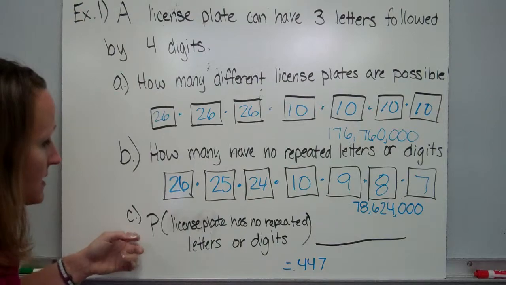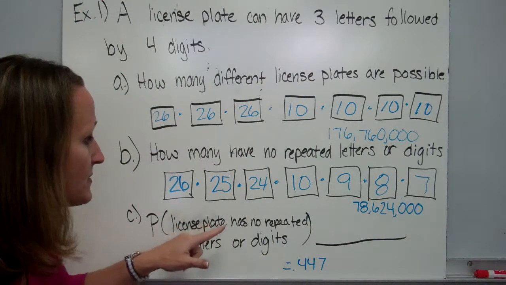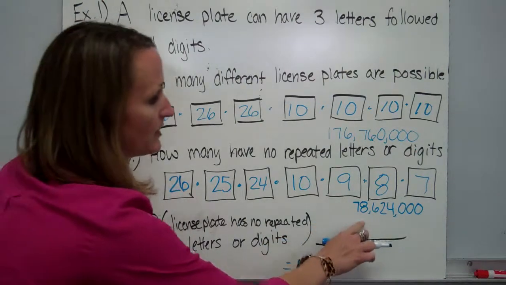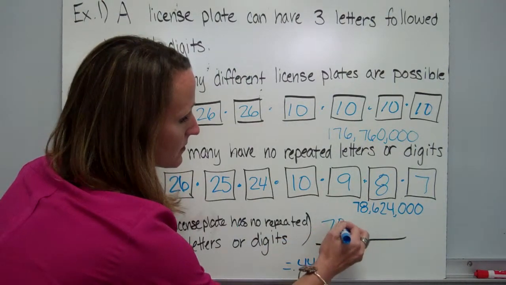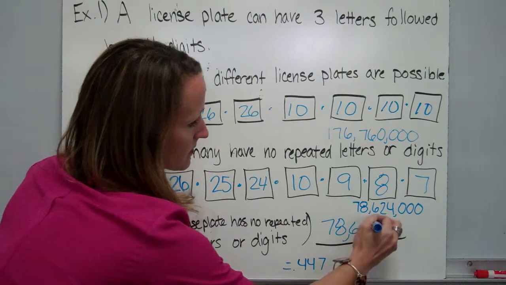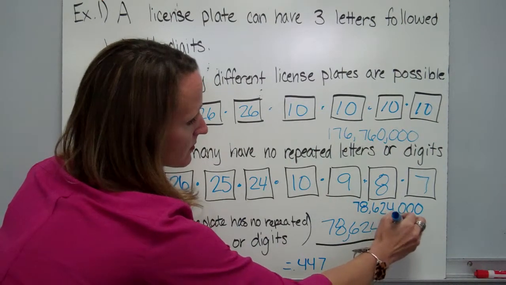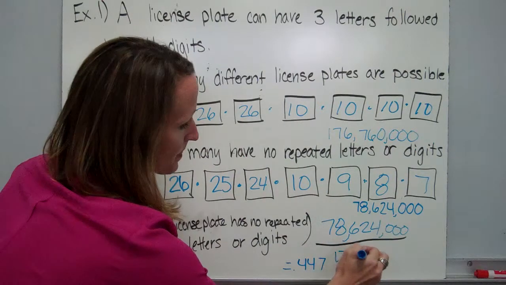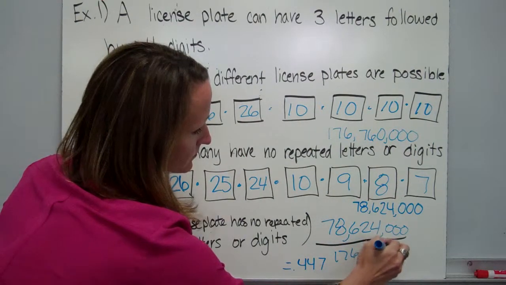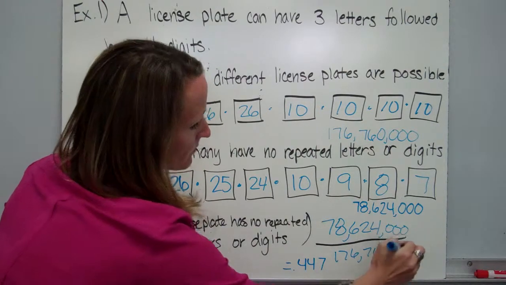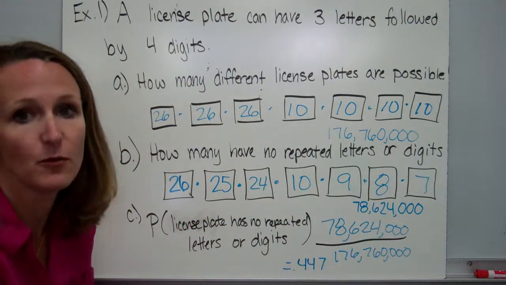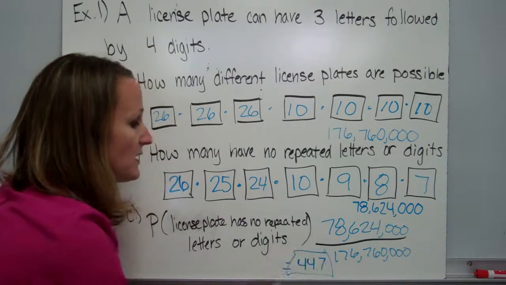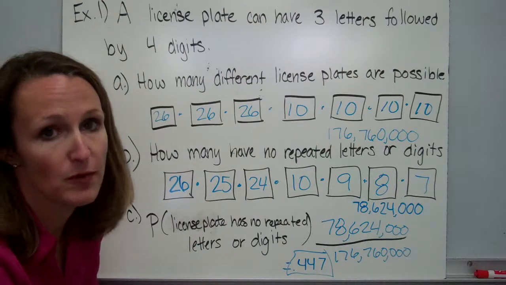Okay, then part C wants to know the probability that a license plate has no repeated letters or digits. So I'm going to take the probability that an event can happen over the total number of possible outcomes, and I'm going to divide it. And when I divide it, I get this. This is my probability that a license plate has no repeated letters or digits.